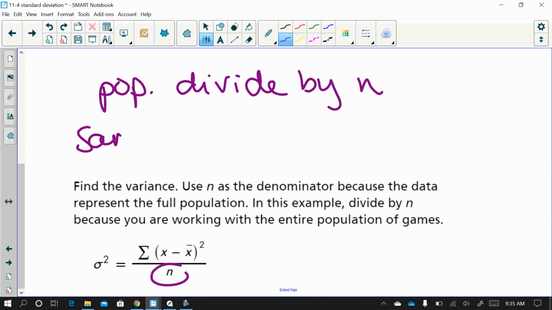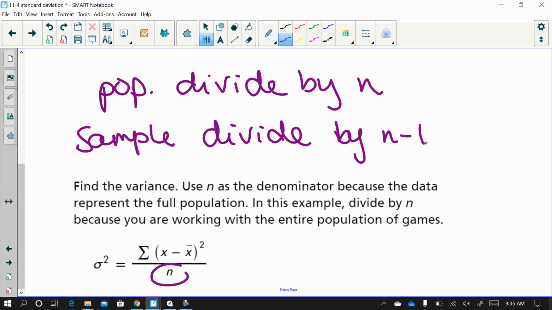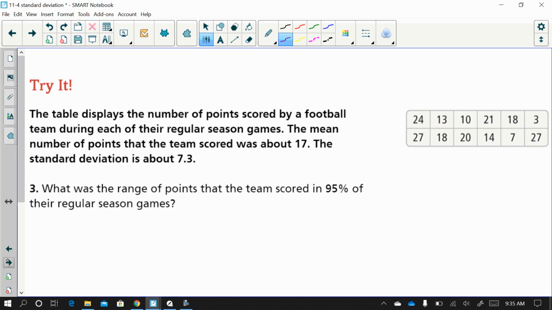Okay, population, divide by n. Sample, divide by n minus 1. That's the only difference. I'm not going to go through that because, again, the process is exactly the same except for that step. Same kind of thing.